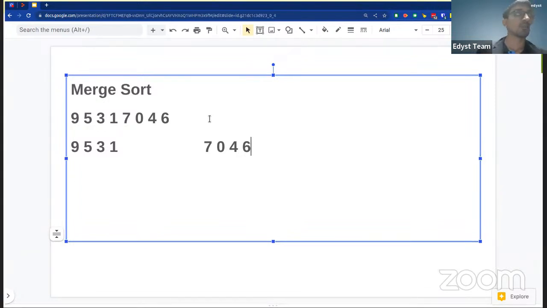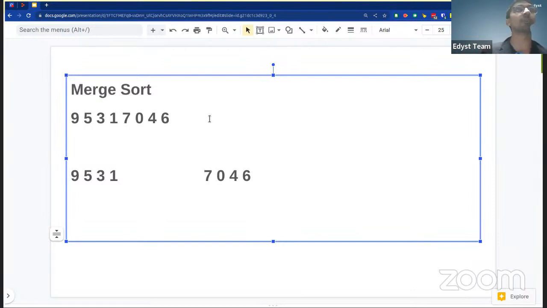Okay. What did we do? We divided into two parts: 9, 5, 3, 1 and 7, 0, 4, 6. And what we will do is sort both these parts. Assume we are sorting them. If I sort just the first half, what will it become? 1, 3, 5, 9. And the second half? 0, 4, 6, 7. Very good.